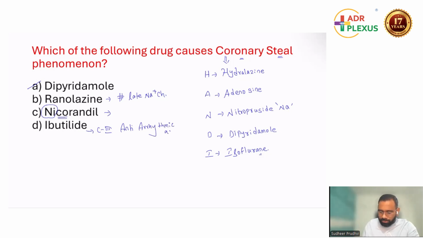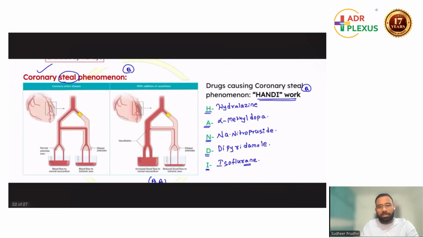It is a class 3 antiarrhythmic agent. This is a direct screenshot from our regular workbook series. Coronary steal phenomenon: if you have good handwork, you can steal someone's heart.